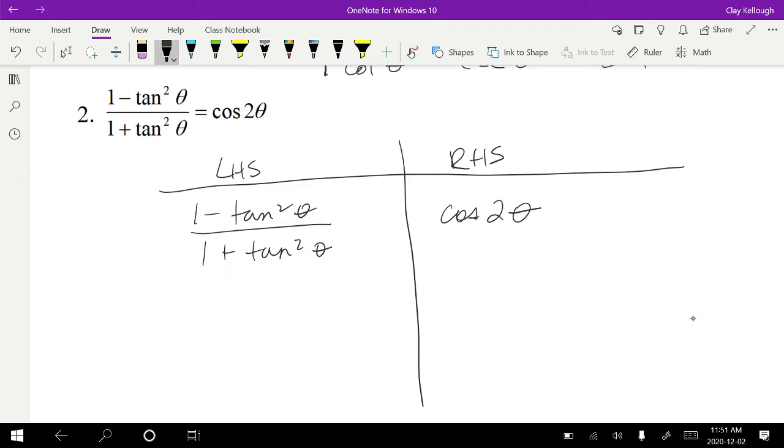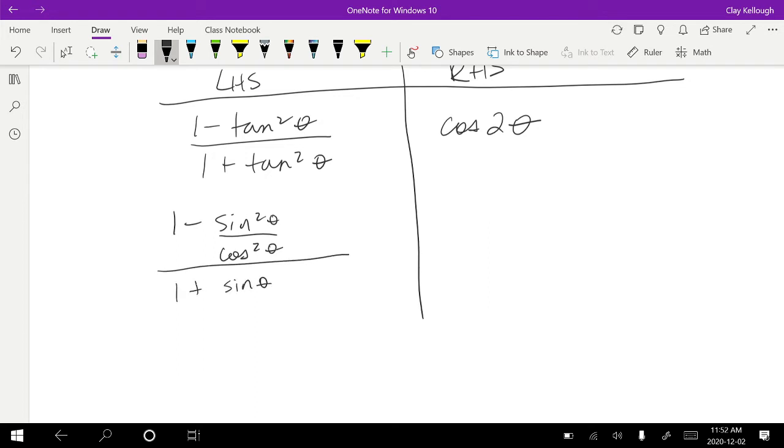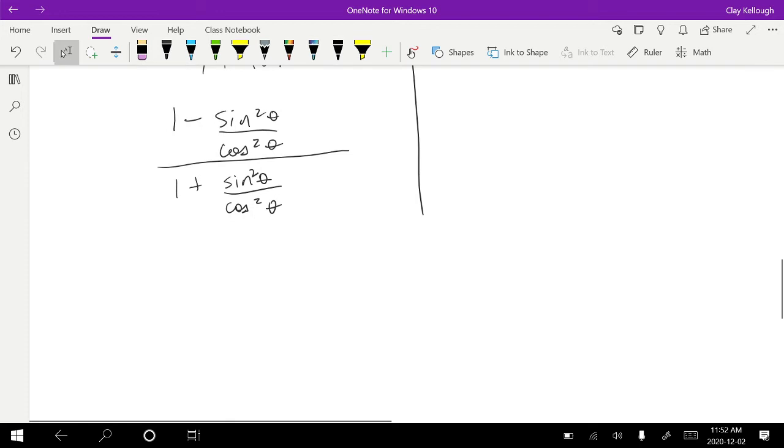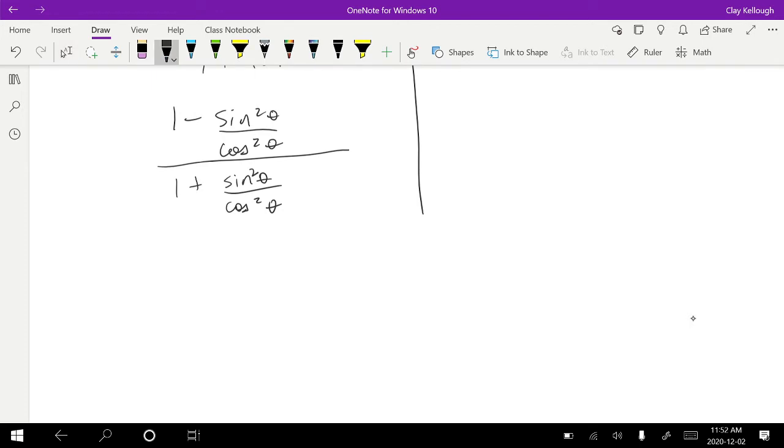What can I do to get myself to cosine? Well, I can change 1 minus tan squared theta into 1 minus sine squared over cos squared. Let's do that. So this is 1 minus sine squared theta over cos squared theta. And I can do the same thing to the bottom. 1 plus sine squared theta over cos squared theta. And I lost my squared. There we go. Now what? Well, obviously the right-hand side is much simpler looking. So once again, I kind of have to simplify this mess.